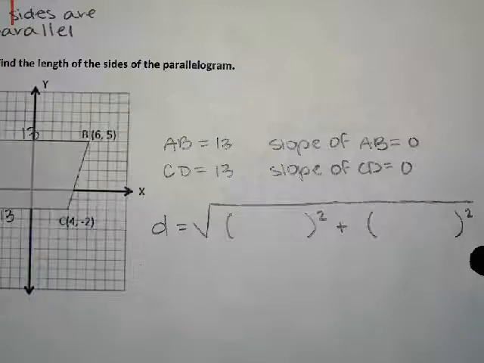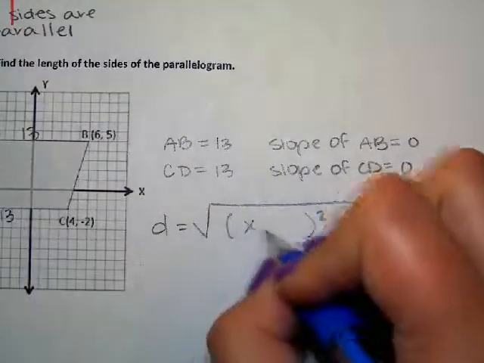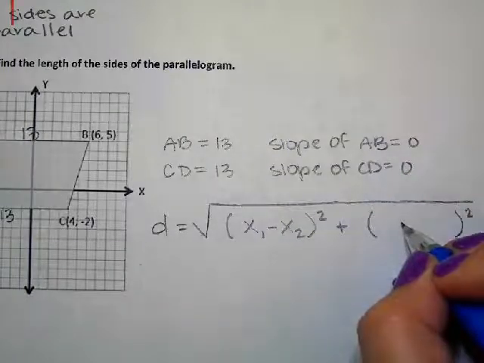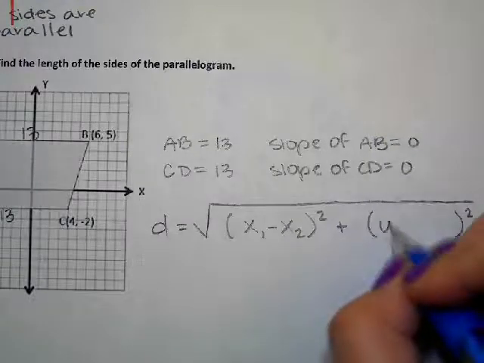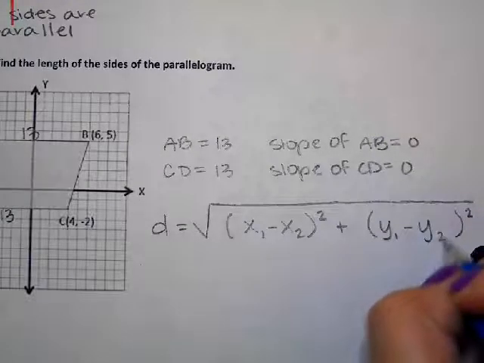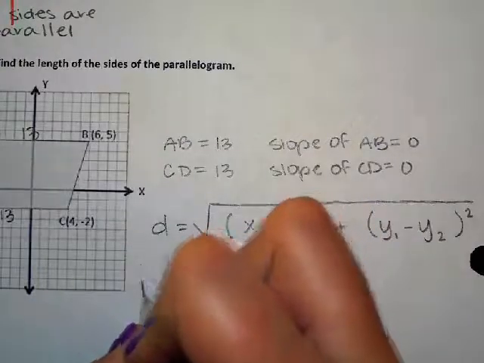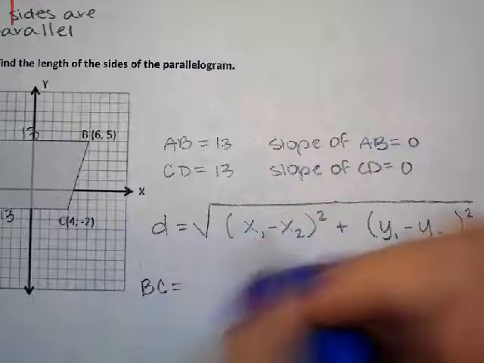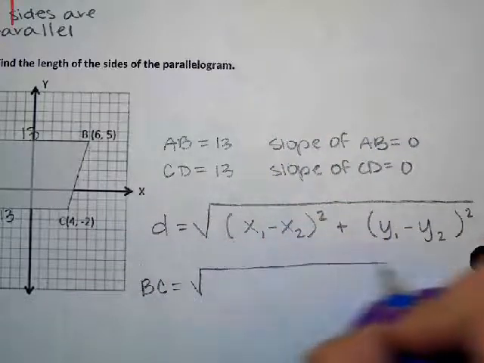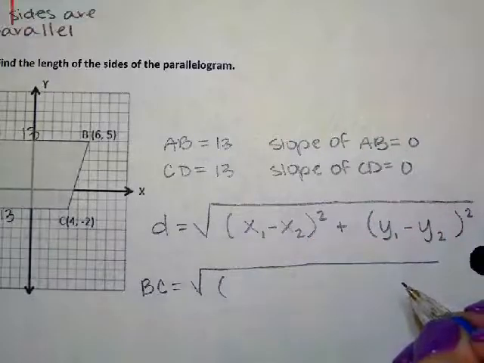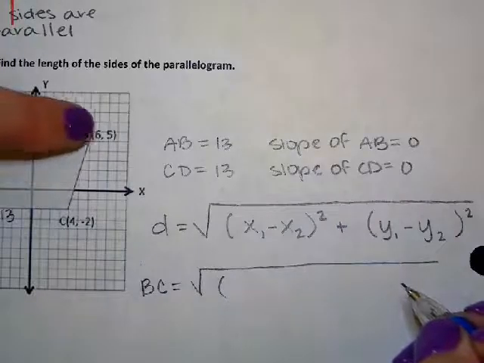Okay, x1 minus x2. Perfect. So the distance from B to C is going to be the square root of, and we just have to be consistent when we do this. So do you guys want to do top minus bottom, or do you want to do bottom minus top? Which way do you want to go?